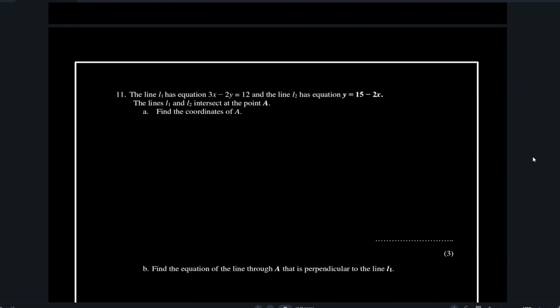We need to move to question number 11. You might be given a question like this. You are told to find the coordinate of A, right? We are told that line L1 has this equation, and line L2 has this equation. The lines L1 and L2 intersect at the point A. Find the coordinate. How do you go about this kind of question? So that is the question we're going to answer. You can attempt this question first, then come back to check whether the answer you got is correct. Go ahead.